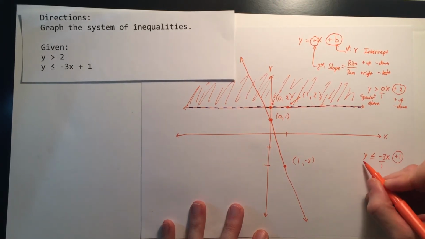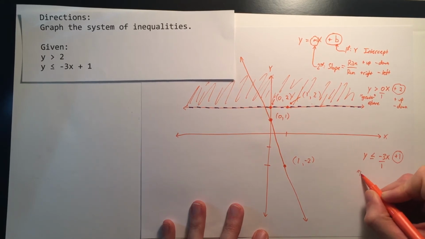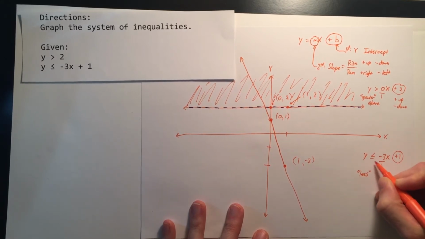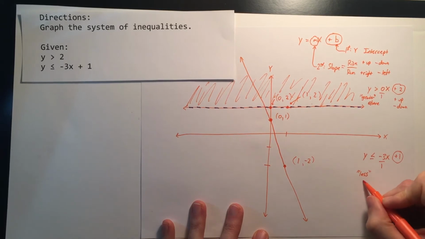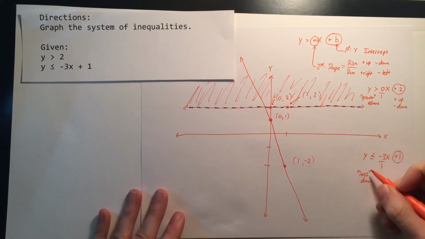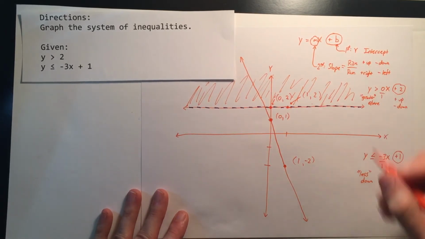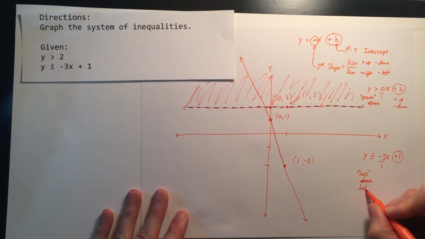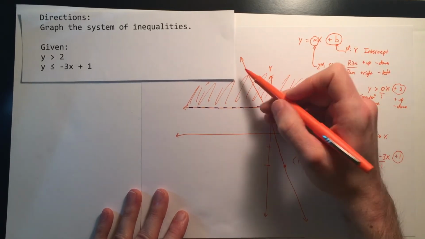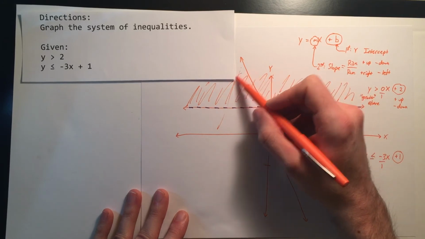And this says y is less than or equal to this stuff, and less than means down, shade below. I should say below. Okay.